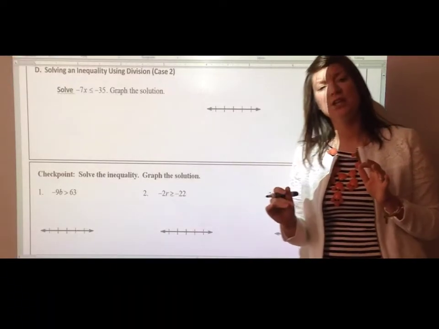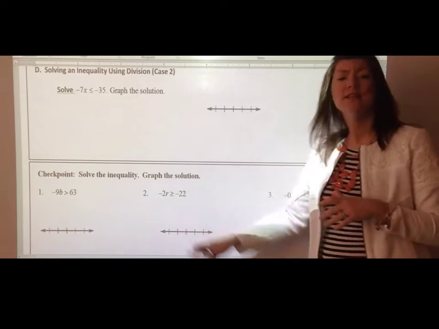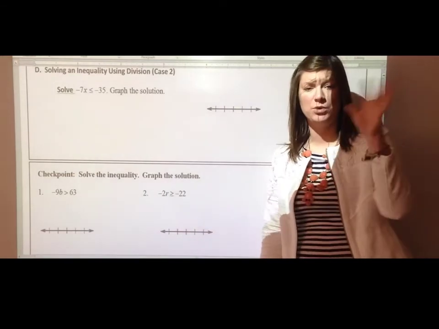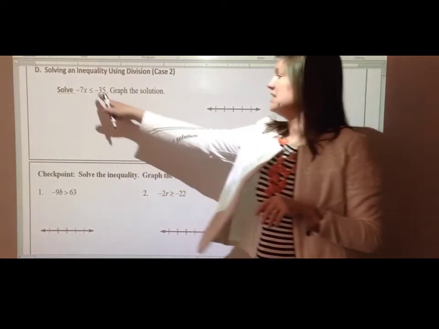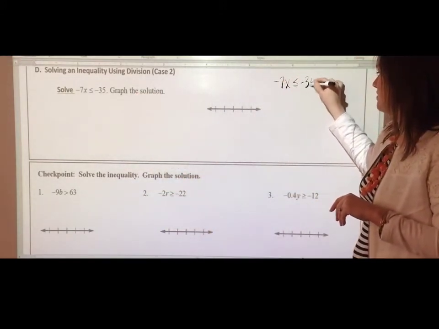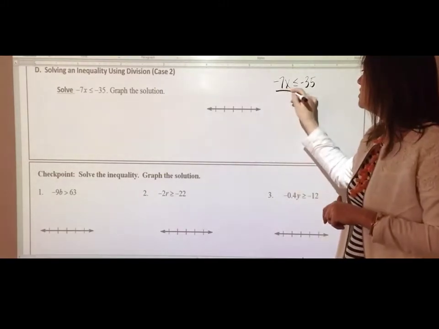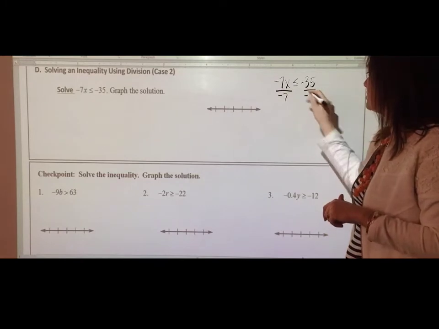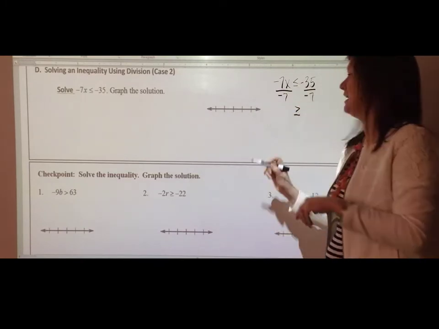Quick division for case 2 when we're dividing by a negative number, and then I gave you 6 problems to do the checkpoint where you're using both multiplication and division throughout. So in this case, I have negative 7x is less than or equal to negative 35. Since my coefficient is negative, I need to reverse the direction of the sign. So I'm going to divide by negative 7 on both sides. I'm going to quickly reverse the direction of that sign because I'm dividing by a negative number.